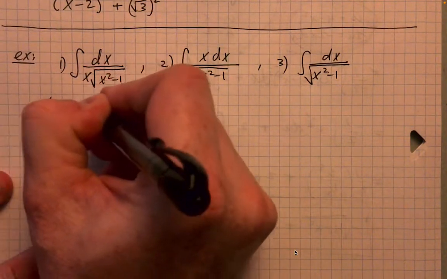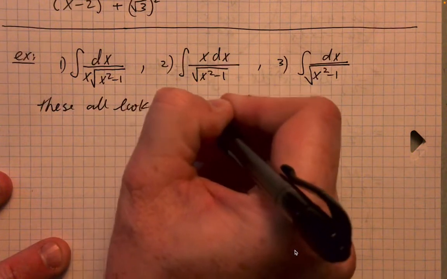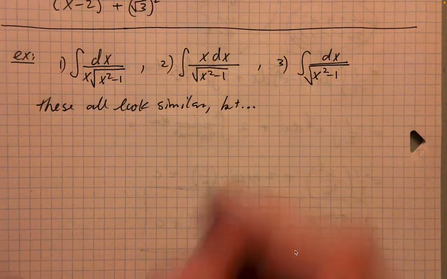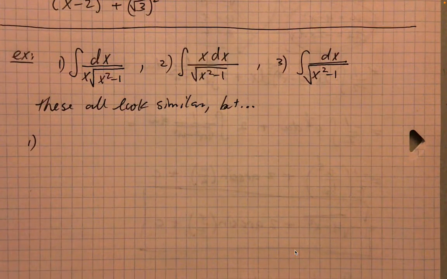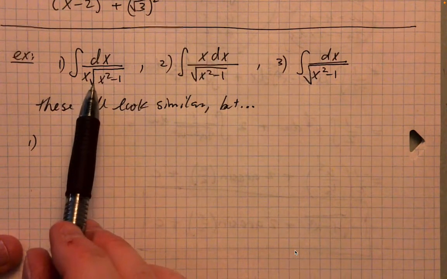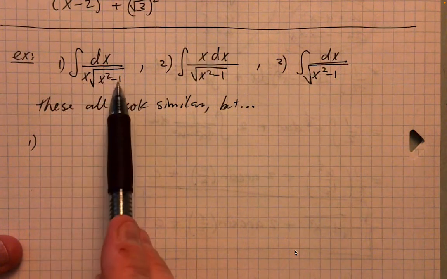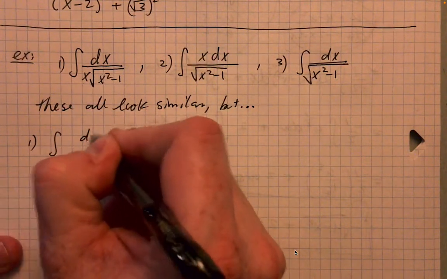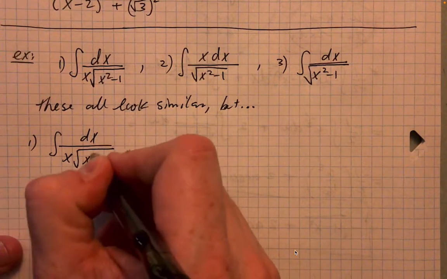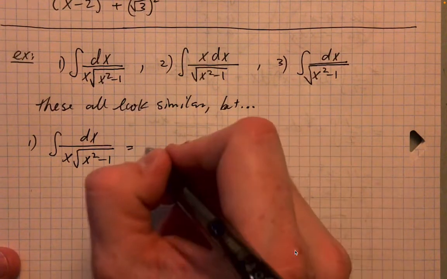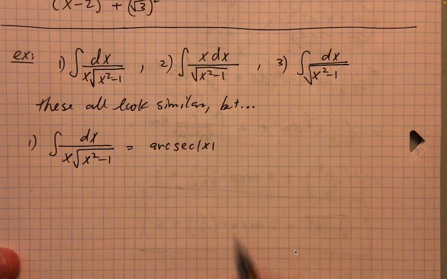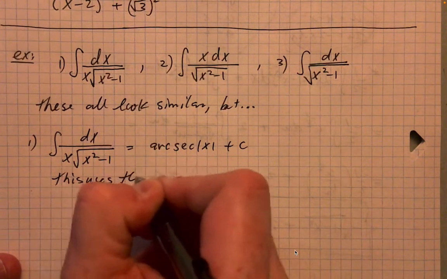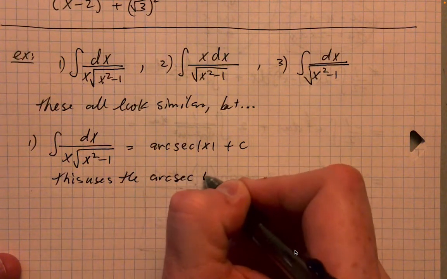Okay, now let's talk. These all look similar, dot dot dot, right? So let's take them one by one. The first one, this one right here, is the arc secant, right? You've got a u times the square root of u squared minus a squared, right? So the integral of dx over x times the square root of x squared minus 1 is just arc secant of the absolute value of x. Okay. This uses the arc secant rule.